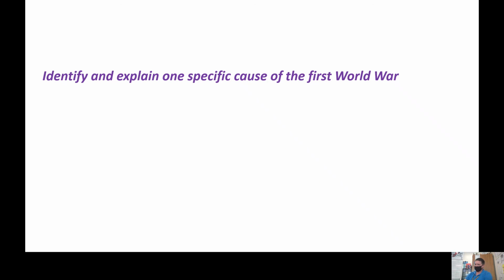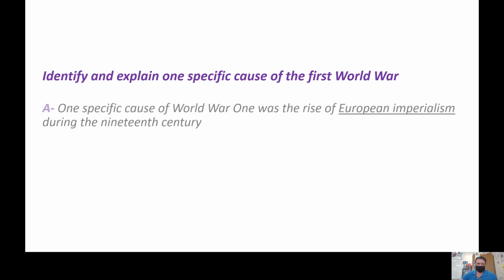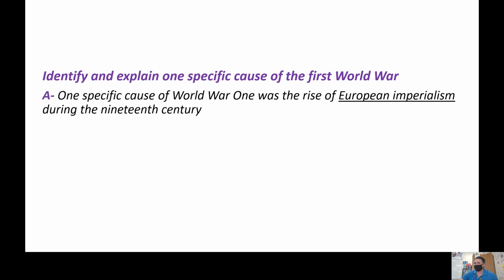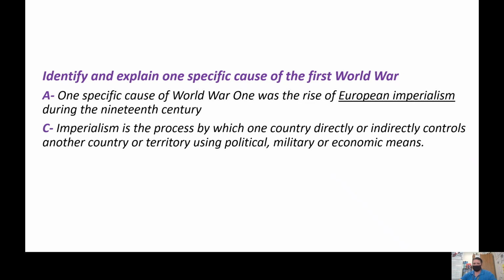So you've got some very, very concrete things that you can use. Those are academic vocabulary. Those are things that we've learned about in this class that you can use to anchor your answer. So what I did, I chose imperialism. That was just the most obvious. One specific cause of World War I was the rise of European imperialism during the 19th century. Boom, nice. But that is not enough, because I don't know that you know what imperialism is. You then have to clarify it.